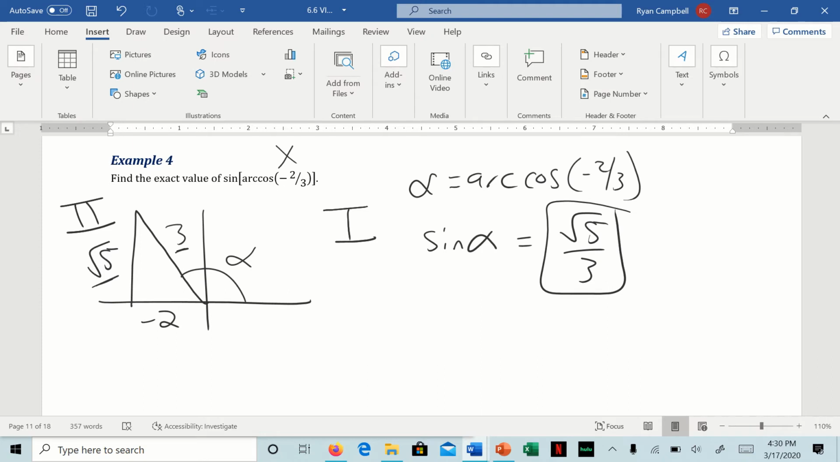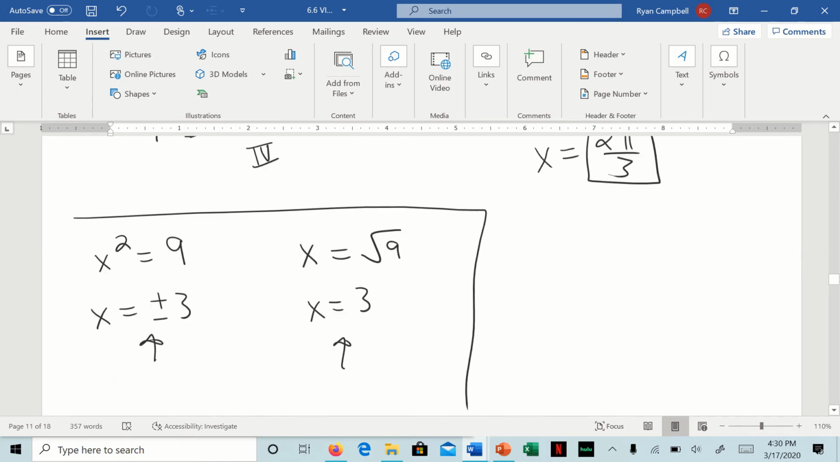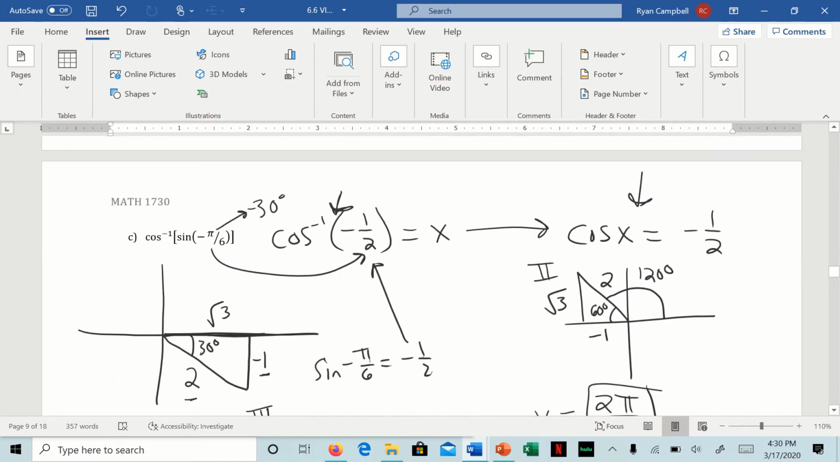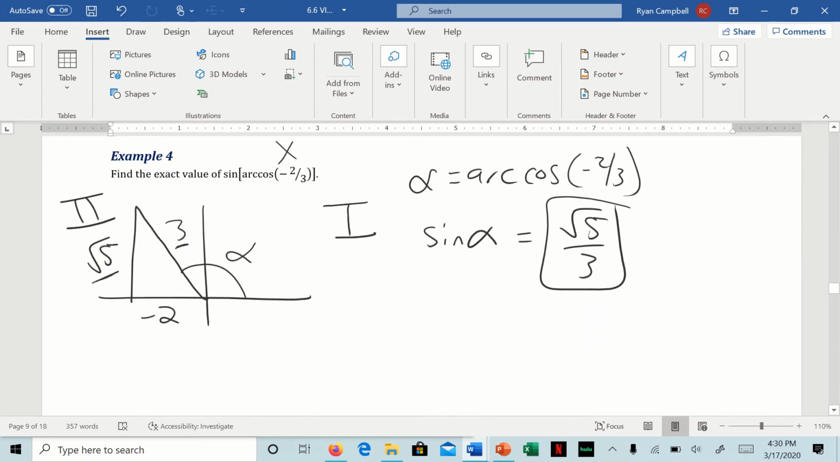Yeah, so if you're plugging in an arc or an inverse trig into a regular trig, that actually ends up being a little easier than the other way around, as we just saw from this previous example. A little harder to do it the other way. And again, at no point did we need to know what that angle was.